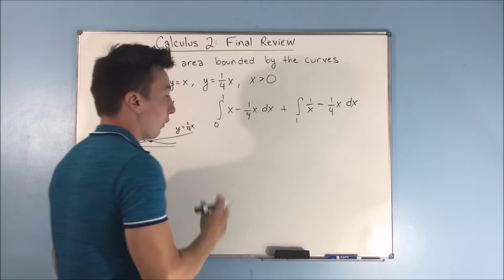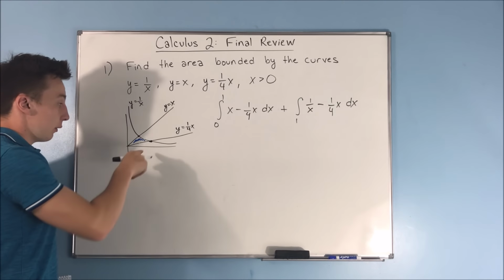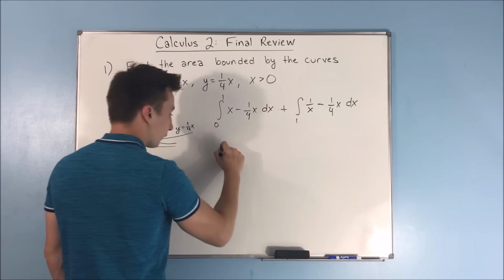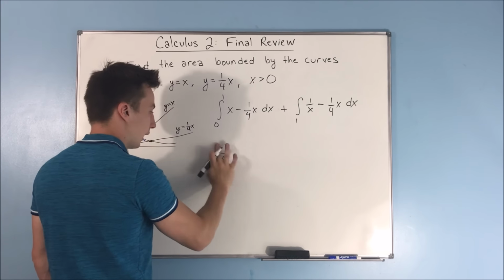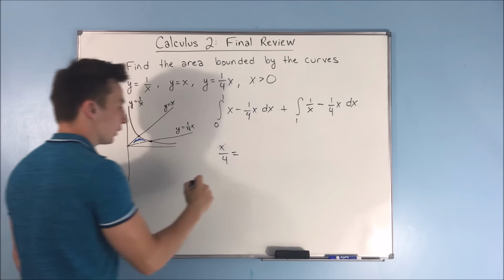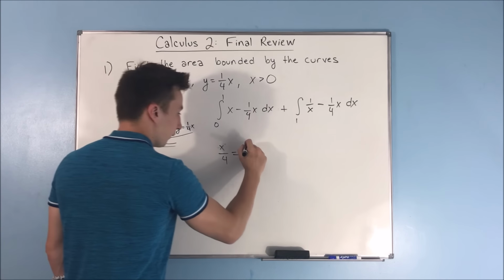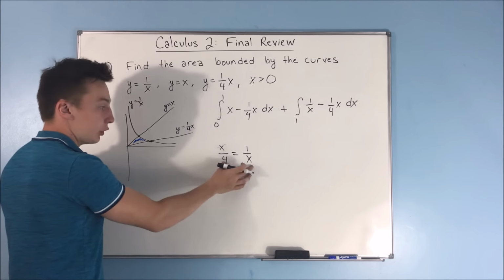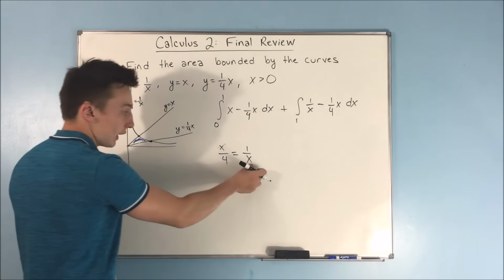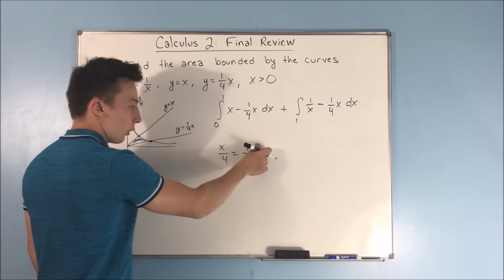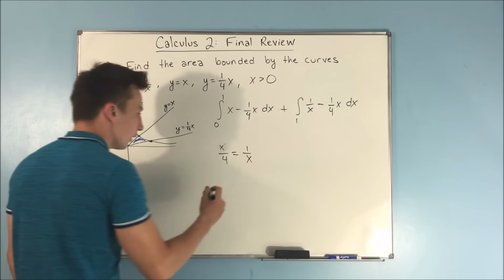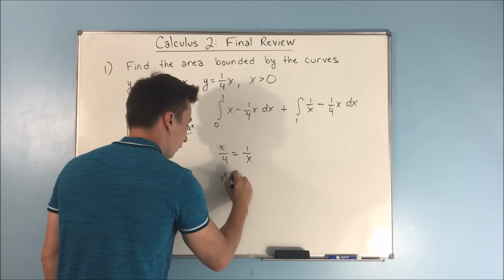Okay, now we can find that top bound by setting 1/4 x equal to 1 over x. So 1 over 4x, you can write that as x over 4, is equal to 1 over x. Now, we can move things diagonally when it's two fractions equal to each other. So this x can come up here, this 4 can go up here. You can just multiply on both sides if you want to see that. It's basically cross multiplication.